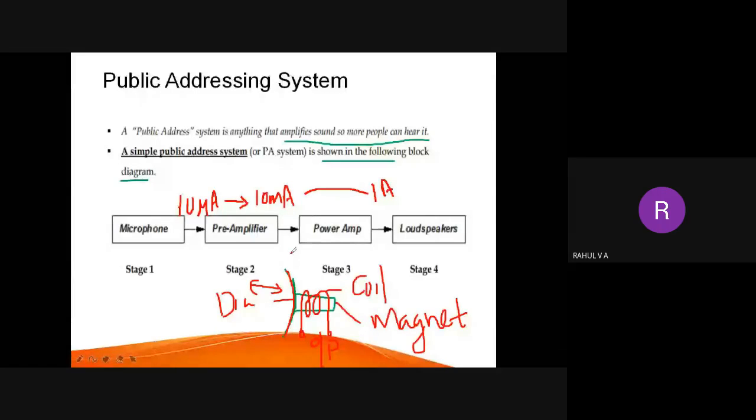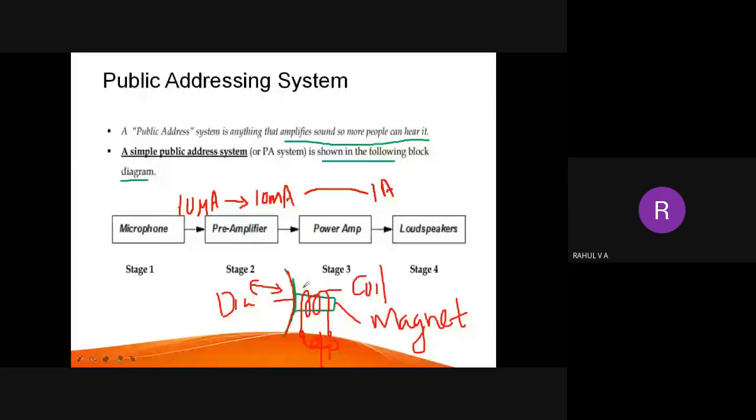Correct. Its working is also the same as this microphone. At this coil, I am giving the amplified electrical signal.